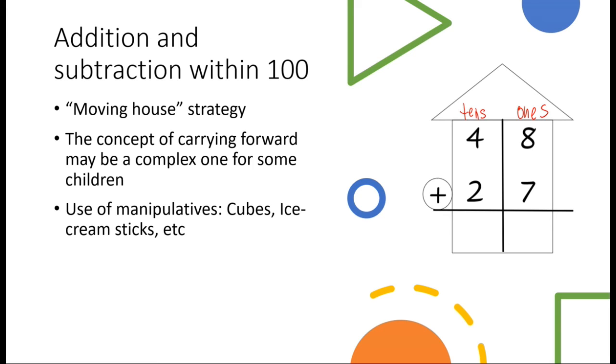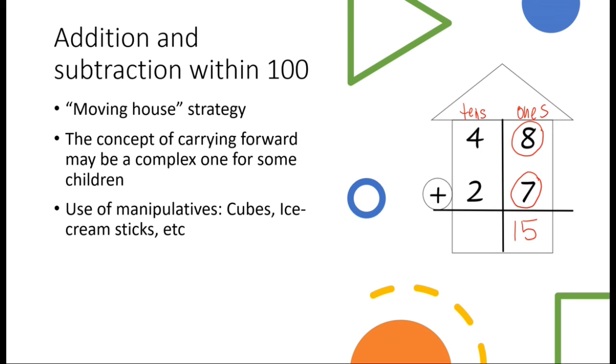So first, let's deal with the number of people in the ones house. We have 8 people staying upstairs and 7 people staying downstairs of the ones house. So how many people are there altogether? If you use your 10 frames, you will be able to get the answer to be 15. So we're going to write the answer 15 here.